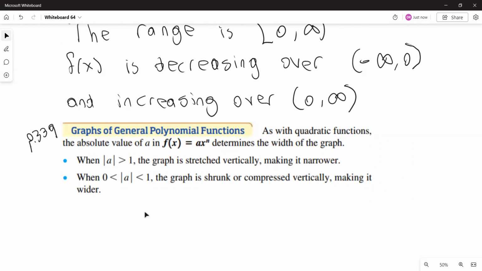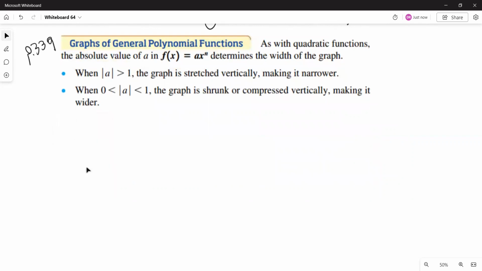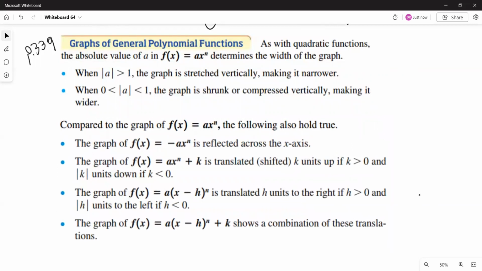So I'm just going to copy this part. That's on the next page. Compared to the graph of f of x equals a x to the n, the following also hold true. The graph of the opposite of a x to the n is reflected across the x-axis when a is positive. The graph of f of x equals a x to the n plus k is going to be shifted k units up if k is positive, and absolute value of k units down if k is negative.